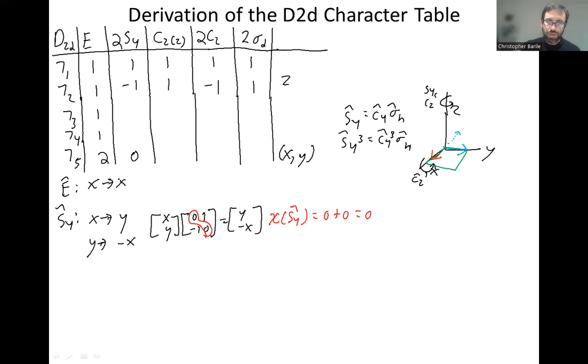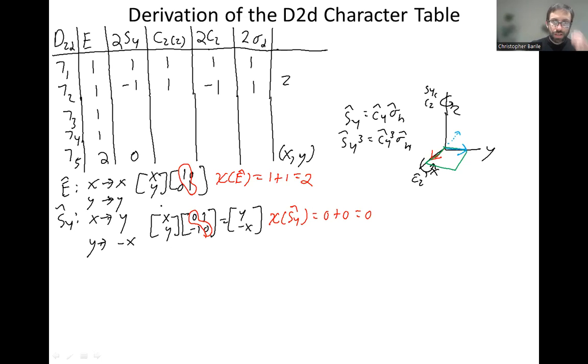And there's going to be a 2 here because there are 2 functions that go together. And so back on identity, we have to now pair it with y. And so we're going to get the identity matrix with 1s across the diagonal. And we get that the character for identity is 1 plus 1, which equals 2. And that's why we have a 2 here. All right, keep moving on.